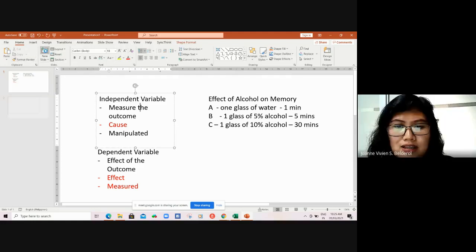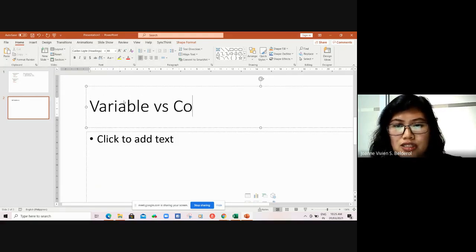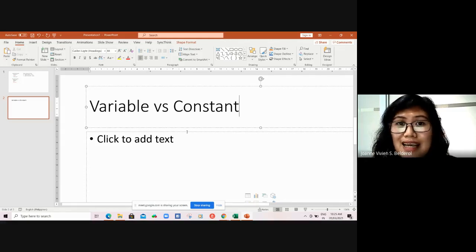Based on that, I hope that's clear: independent versus dependent variable. There's another one, variable versus constant. So what is the difference between a variable and a constant? From the term variable, its value varies. It can assume many values. But a constant always remains the same.